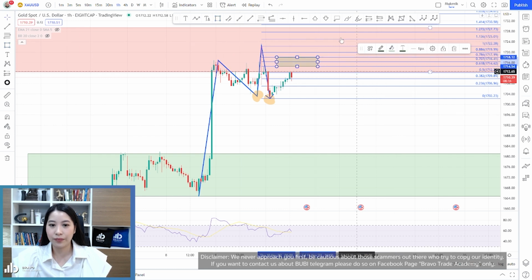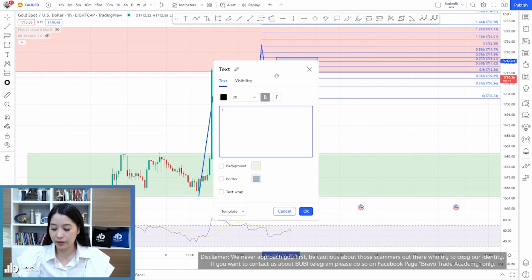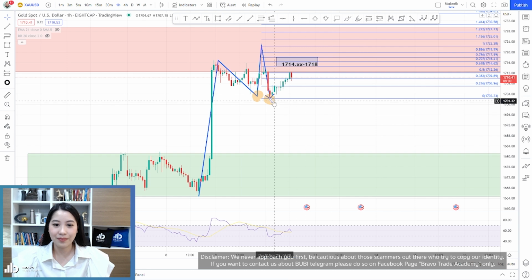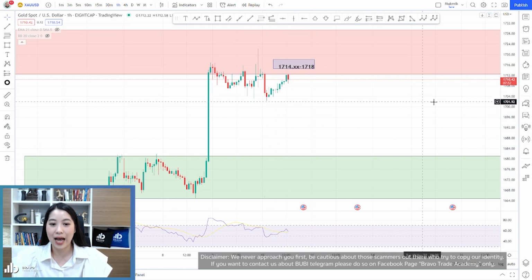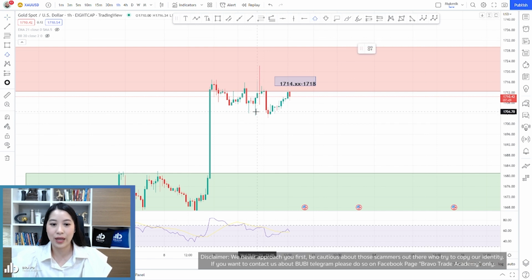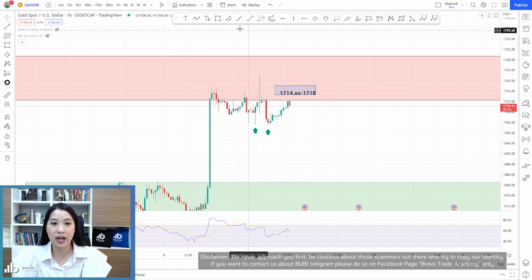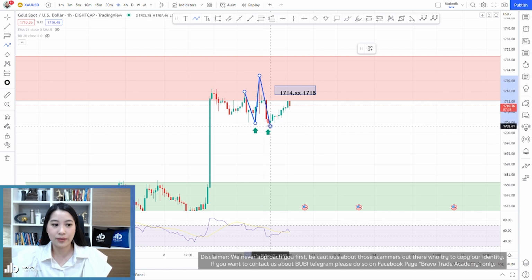First plan, entry point at 14 point something, to 1718. That's the first plan for the QM sell pattern. However, is there another plan? I would say yes, because we have this low twice pattern, which is the gold behavior that we've got. This one, low twice.